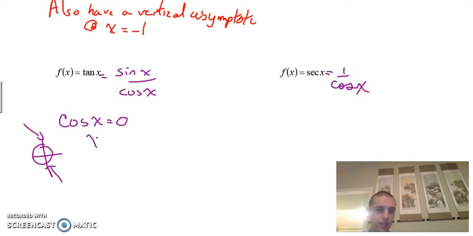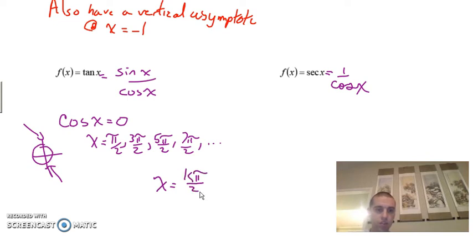So we know that x is going to equal pi over 2. It's 90, 270, 3 pi over 2. But notice that there's no domain given for either of these, and therefore we can't just stop. 5 pi over 2, 7 pi over 2, and it keeps going. So our answer to both of these is going to be that x equals k pi over 2, where k is an odd integer.